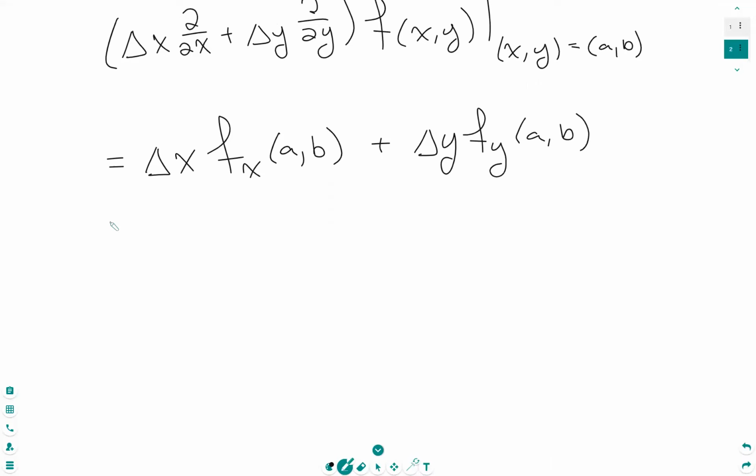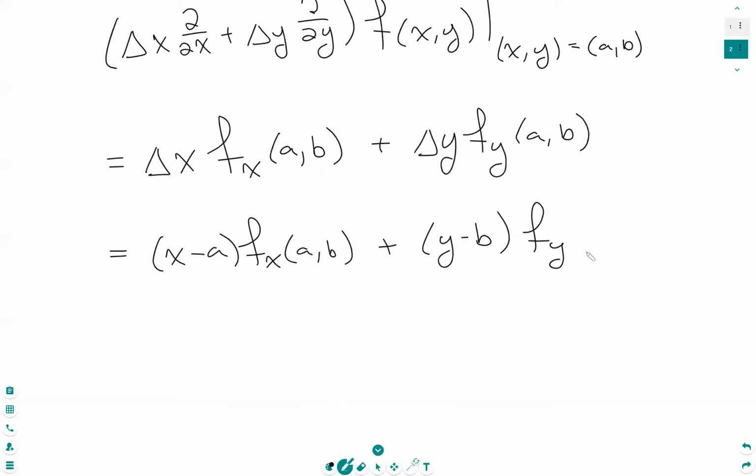So if I now, after I've substituted in a and b, put in the definition for delta x and delta y, I get x minus a times fx at a, b plus y minus b times fy at a, b.